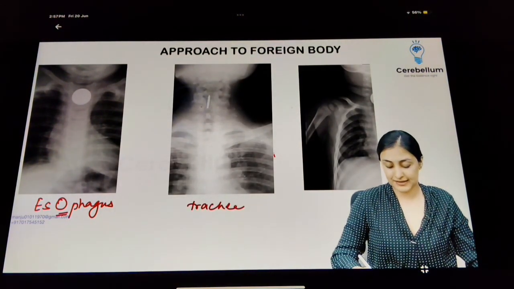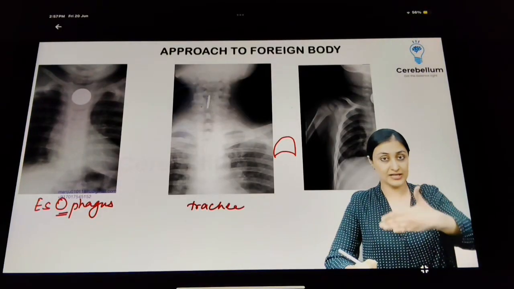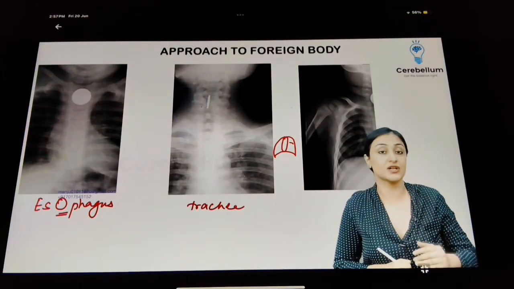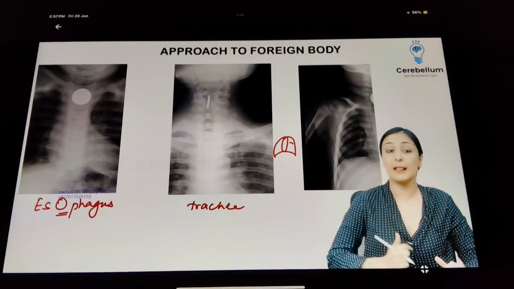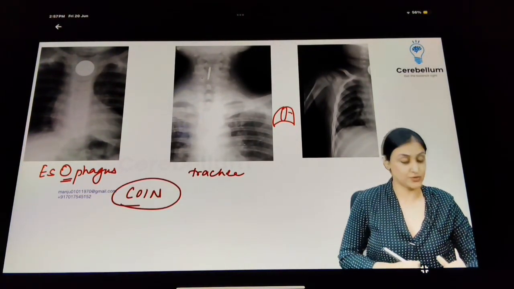Why so? Because you know that trachea is this C-shaped cartilage. Your coin can't go like this. It will have to live like this because of the cartilage. So that is why the trachea is going to show you the slit, whereas esophagus is distensible. It will show you the full frontal face. Okay, so this is how your coins will appear on esophagus and trachea.